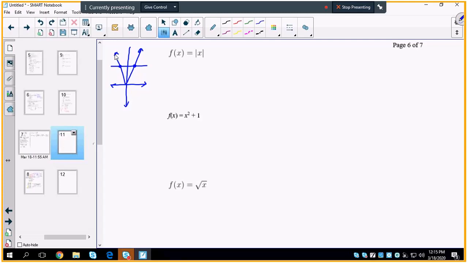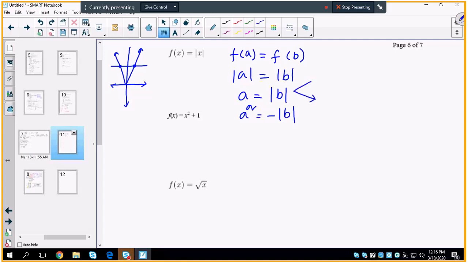How do I know algebraically? Start by saying f(a) equal to f(b). So absolute value of a is equal to absolute value of b, which will give you two solutions: a equal to absolute value of b, or a is equal to negative absolute value of b. This one will give you two solutions, a equal to b or negative a equal to b.